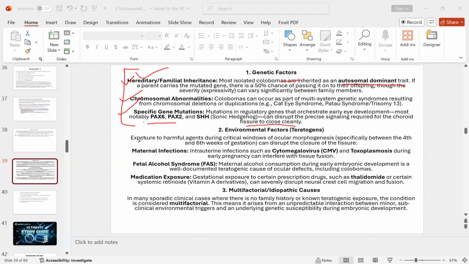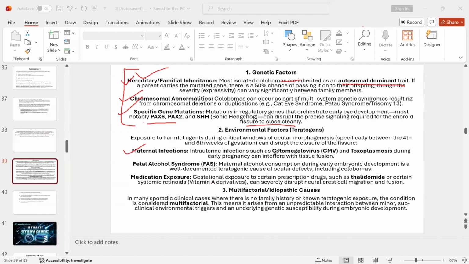Exposure to harmful agents during critical windows of ocular morphogenesis, which is especially between the 4th and 6th weeks of gestation, can disrupt the closure of the fissure. There are three environmental factors that are responsible for causing iris coloboma. The first factor is maternal infection. Intrauterine infections such as cytomegalovirus and toxoplasmosis during early pregnancy can interfere with tissue fusion.